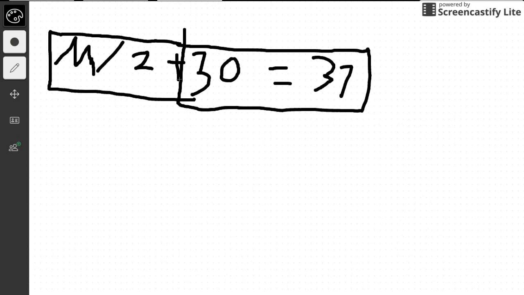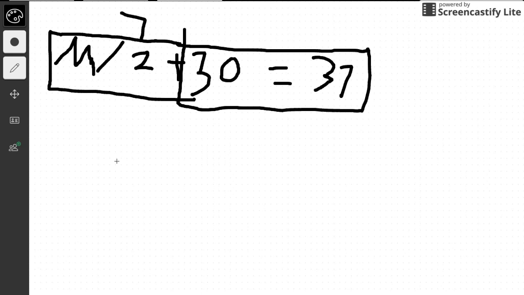So we know that something plus 30 has to equal 37. So the difference between 30 and 37 is 7. So we now know that this half of the problem has to end up equaling 7. So what this part is asking is m divided by 2 equals 7.